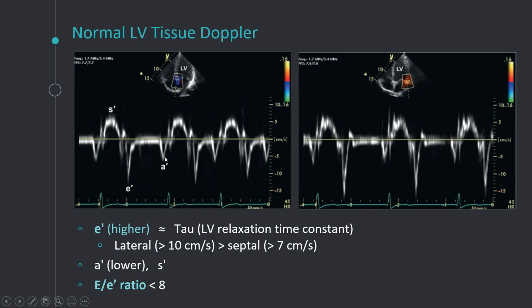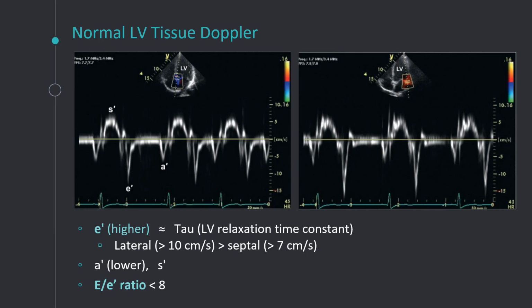You also have the A prime, which should be lower than the E prime. You have the S prime, which is more so systolic, what happens during systole, so we don't really look at that for diastolic dysfunction. So now that we look at the E prime, we have the E wave from before, we can take a ratio of E to E prime, and this gives us an estimation of the LV filling pressure.